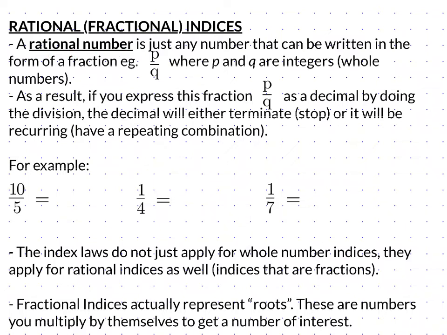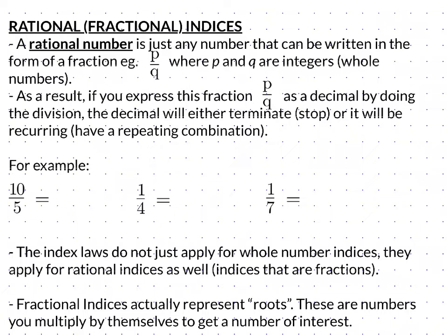What does that mean? That's just any number that you can be sure can be written in the form of a fraction. For example, a number p divided by the number q, where p and q are integers or whole numbers. What you'll notice is, as a result, if you express this fraction, p over q, as a decimal by doing the division, so chucking into your calculator p divided by q, the decimal will either terminate, so it stops, or it will be recurring, so it has a repeating combination.